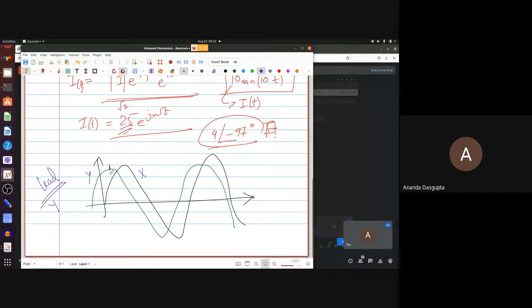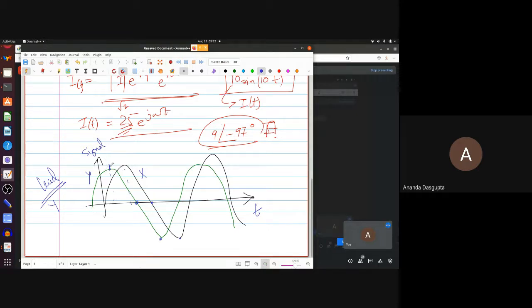Okay, Y is leading because, for example, if you look at the peak, Y gets to a peak at a smaller time. This is, of course, time, and this is the signal, whatever the signal is. So Y gets to its peak before X does, right? Or Y gets to 0 before X does. In fact, Y gets to its trough before X does. So that's why you say Y is leading.